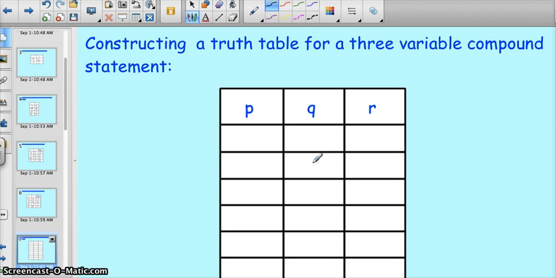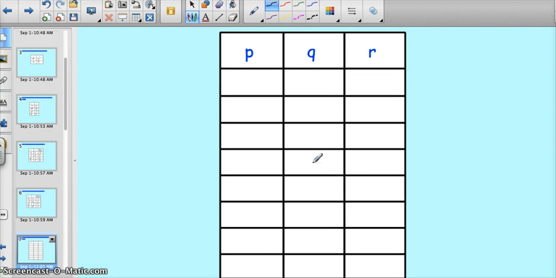Last one we're going to do is with 3 variables, okay? And with 3 variables, there's a particular way that makes it very, very easy to load the table. This is just loading it. I'm showing you how to load a table with 3 variables. You start with 4 trues in a row of the P, and then you go 4 falses.